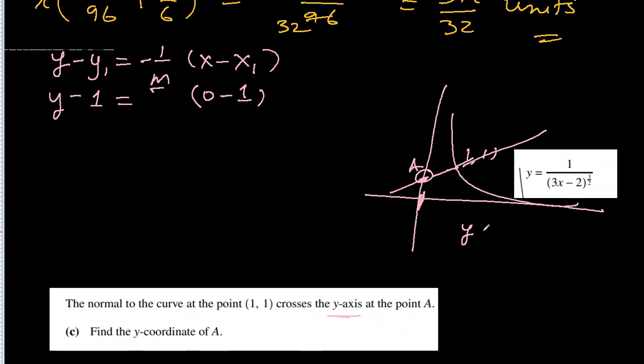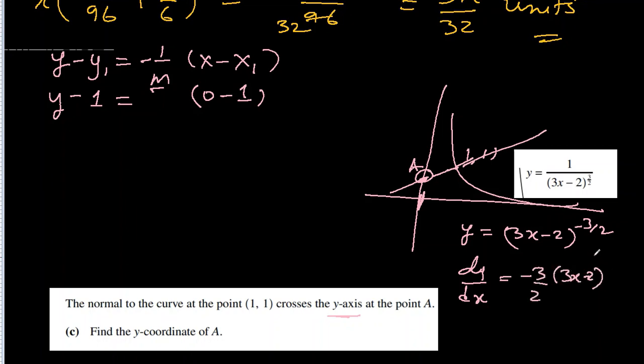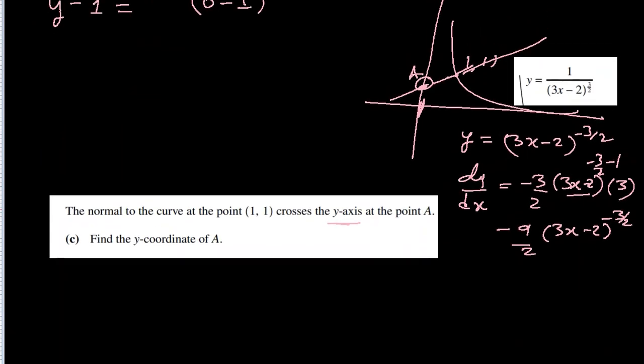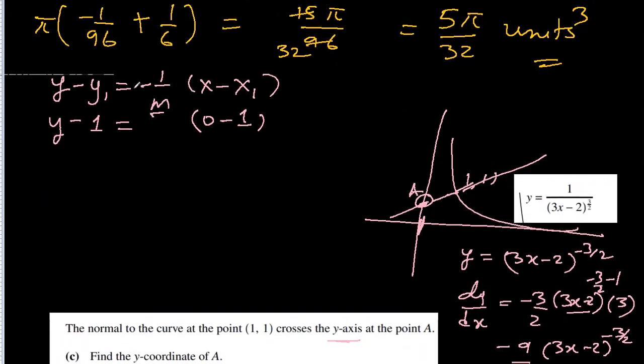So let's change the look of this question first. (3x minus 2) to the power minus 3 over 2, it is a power of a function again. So dy over dx will be minus 3 over 2 comes in front, (3x minus 2) to the power minus 3 over 2 minus 1, and further we multiply by the differentiation of the content of the bracket, which is 3. So it becomes minus 9 over 2, (3x minus 2) to the power minus 3 over 2. We could have simplified this or written it in some other form, but we are interested in m, the gradient of the tangent, which will be used in the equation of the normal here.